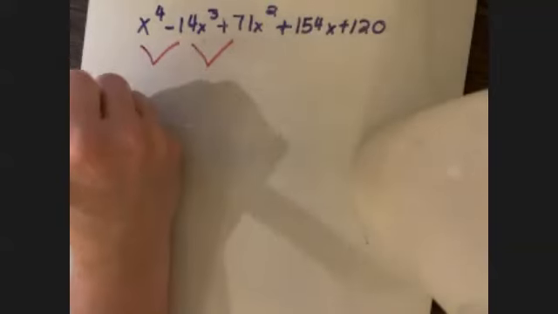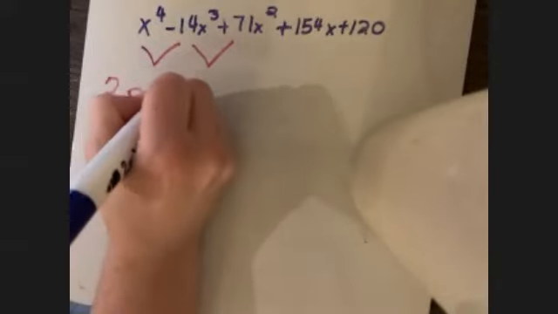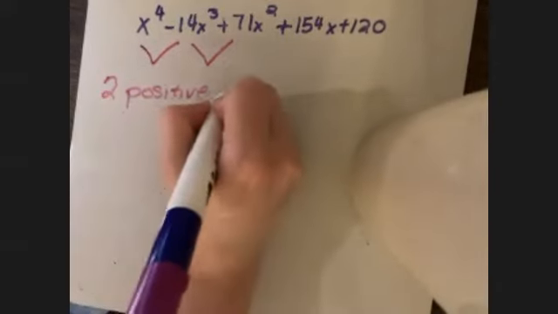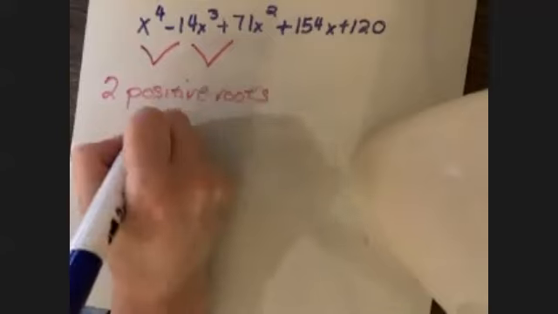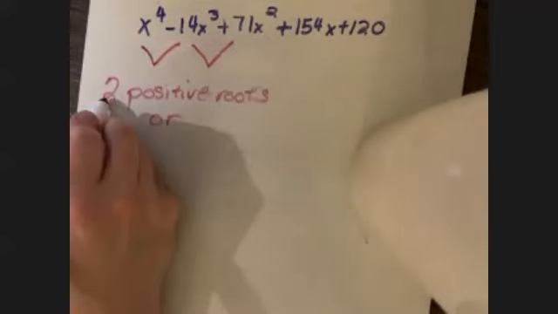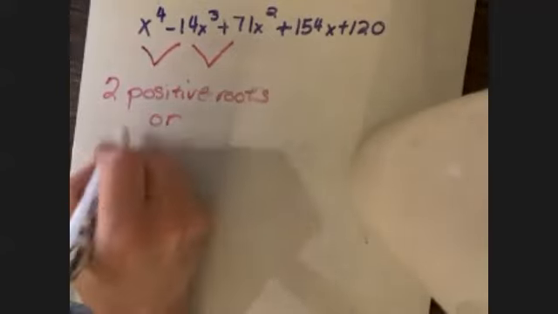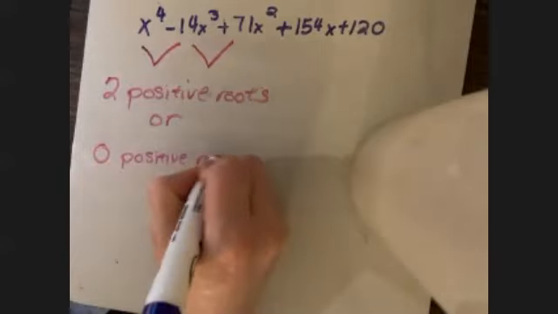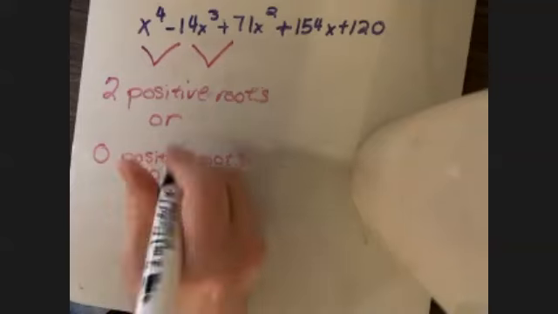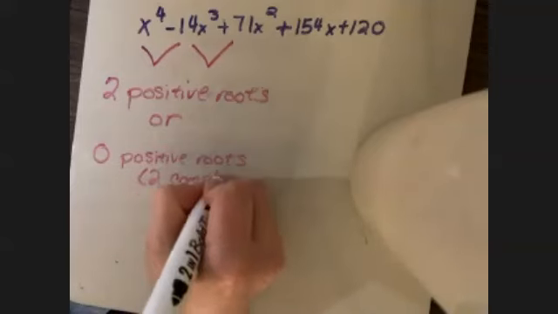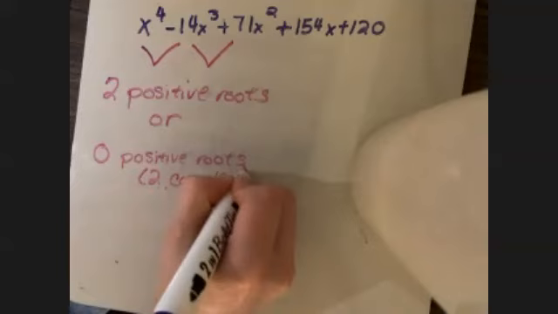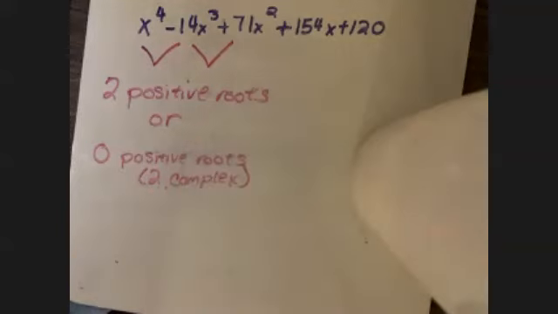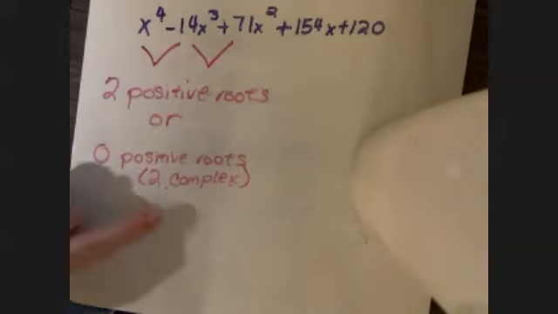So there are 2 positive roots, or, and guys, I can subtract 2 off of that, no positive roots, which means there's 2 that were complex. Okay, so that's how that processes through. So the 2 that it gave up here turned into complex.